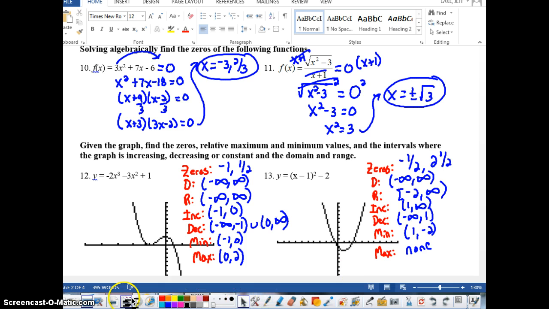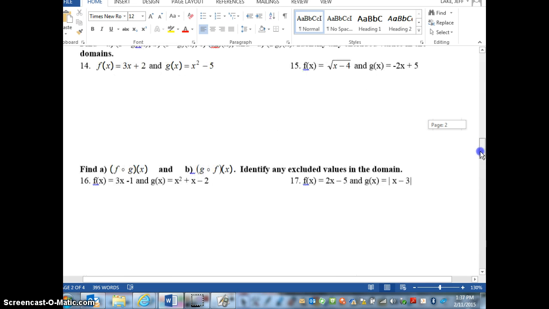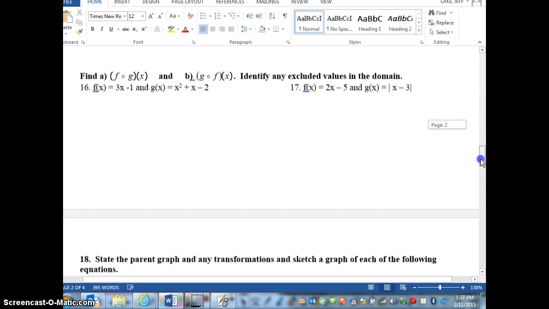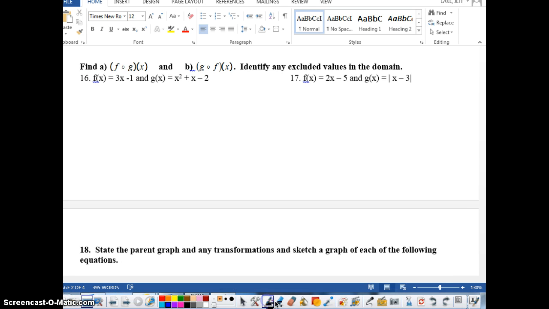All right, last one, number 16 on this page. This is asking for f of g and g of f. I chose this one because this one had an x squared in it. If you're confused on numbers 14 and 15 or 17, remember the answer key is on my website.